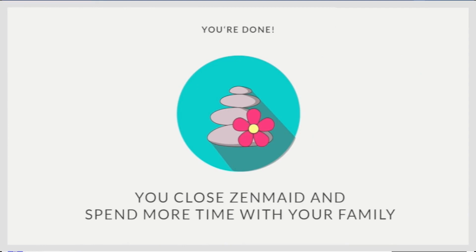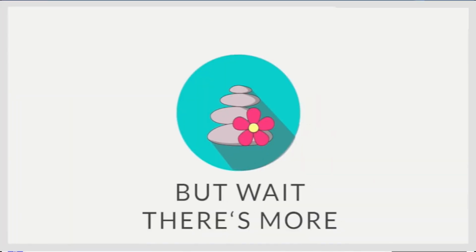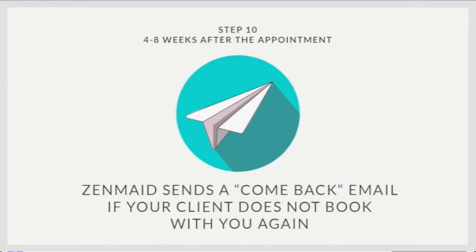And then the last communication that I wanted to touch on quickly is the comeback email. If you have someone that books with you either as a one-time cleaning or as a recurring cleaning that then cancels their service, ZenMaid can actually send an automatic email anywhere from 2 to 8 weeks after the person's last cleaning, offering them essentially a reason to come back.